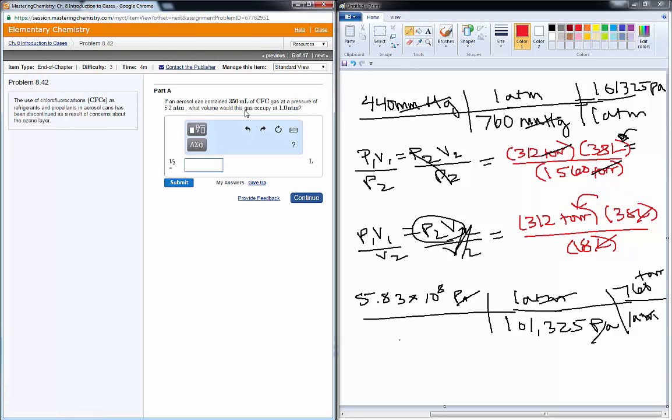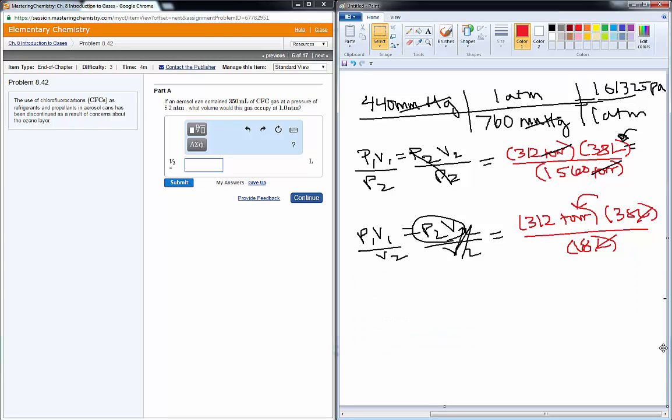Okay. All right, this is the same type of problem. They give you a volume, they give you a pressure, and then they change the pressure. They want to know what the new volume is. So I know, because I'm looking at just units of pressure and volume, I've got to use Boyle's law. P1 V1 equals P2 V2.